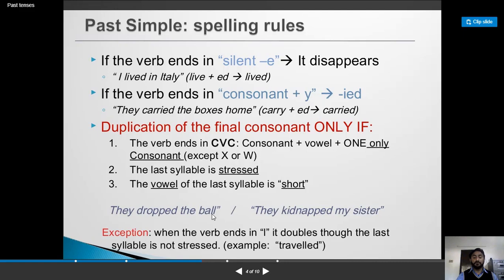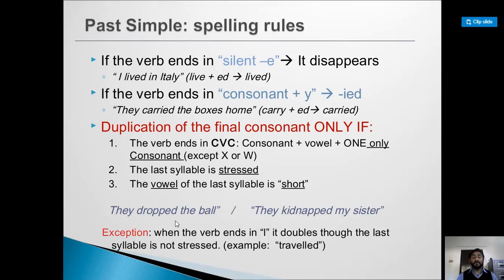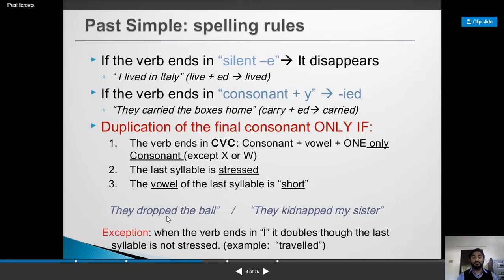So they dropped the ball. You can see dropped, D-R-O-P: consonant, then o, which is the vowel, and p, which is the consonant. So there is the C and then V and the C combination. You will double the consonant: stop, S-T-O-double P-E-D, stopped; D-R-O-double P-E-D, dropped.